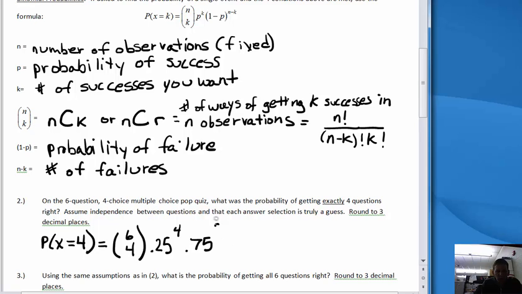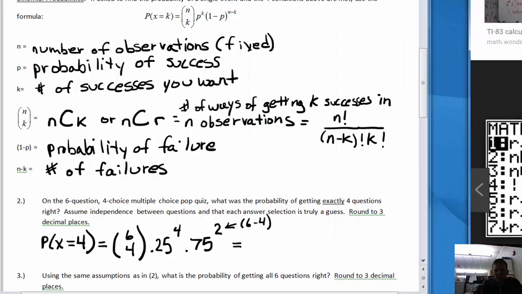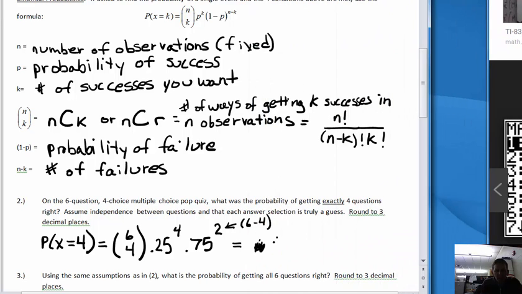If you want to write 6 minus 4, you can, or if you just want to write 2, you can do that as well. So I'll just put a little arrow. This is where we did 6 minus 4. And this is a value that you can calculate on your calculator. To find 6 with this parentheses 4, you can use the nCr command, which we talked about was under the Math menu option. It'll look kind of like this command right there. So you'll write 6 nCr 4 times 0.25 to the 4th power and 0.75 to the 2nd power.